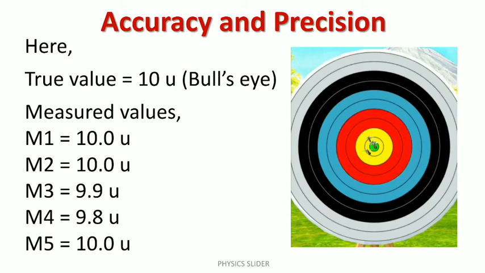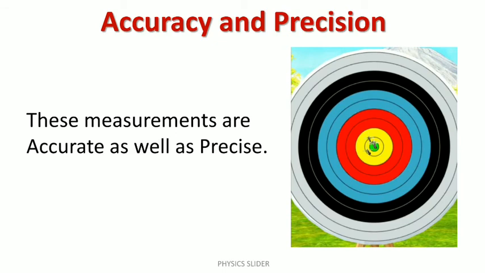And for the fifth arrow, that was again within the bullseye, again within the green zone, we are giving that 10.0 units. So you can see here the measured values are repeating themselves, representing a repetition, and as well as these measured values are closer to the true value, closer to the bullseye. So we can see here accuracy as well as precision. So we will say that this data is accurate as well as precise. These measurements are accurate as well as precise.